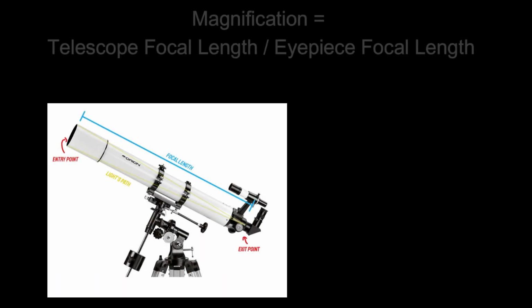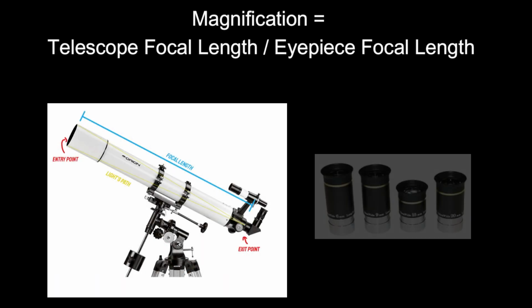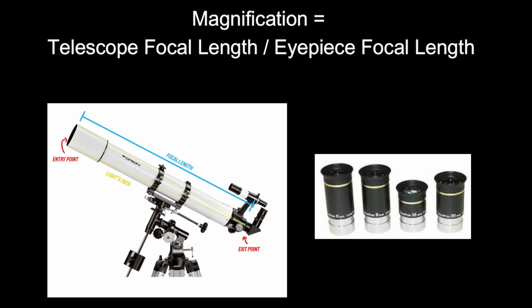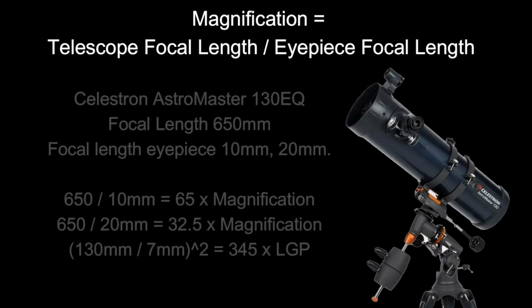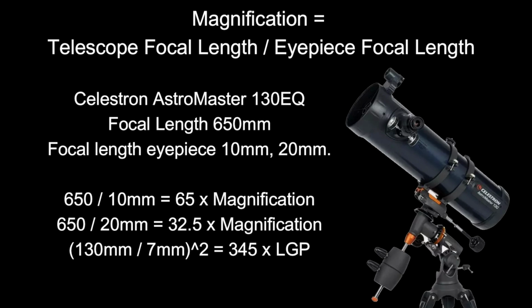Magnification is the fixed focal length of the scope, divided by the focal length of the interchangeable eyepiece. The Astro Master 130 EQ has a focal length of 650 mm. With the 10 mm focal length eyepiece, it's 65 times magnification. With the 20 mm, it will be 32.5 times.